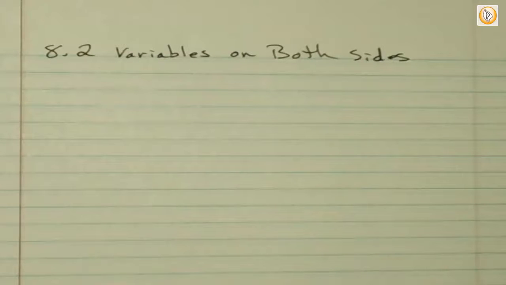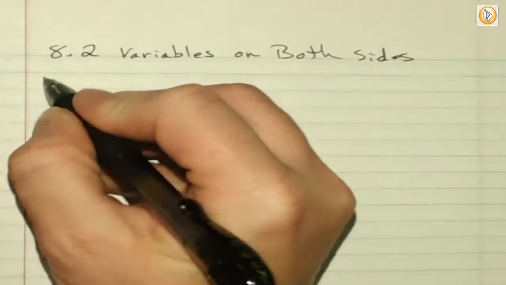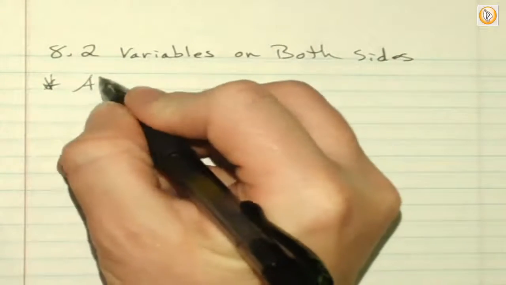Either solving it for, isolating the variable, like x equals, y equals, whatever, or you're just simplifying it as far as you can go. But all the work was always on one side of the equal sign, okay? So when we say variables on both sides, we're talking about you're going to be simplifying on both sides of the equal sign.